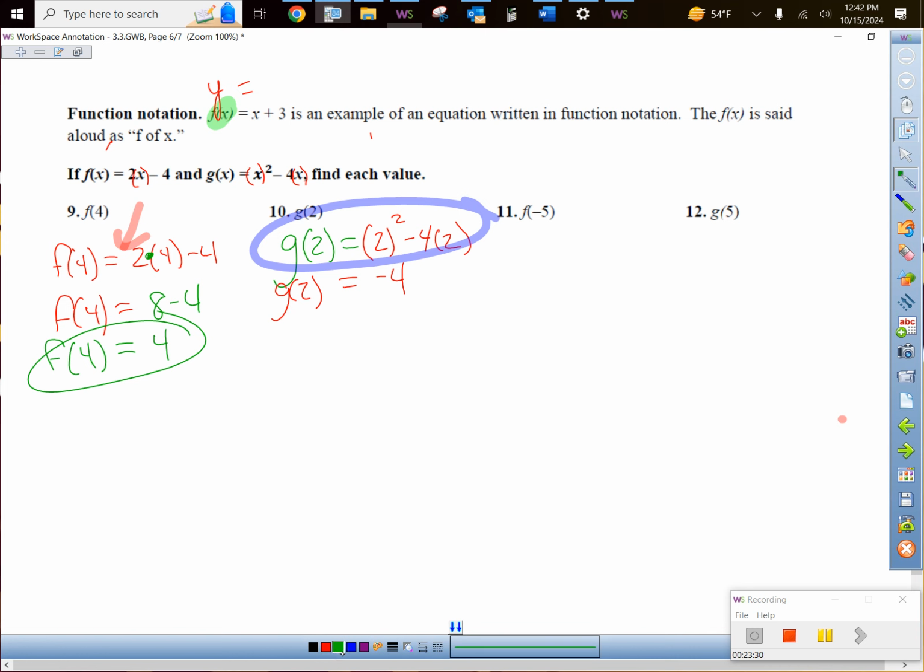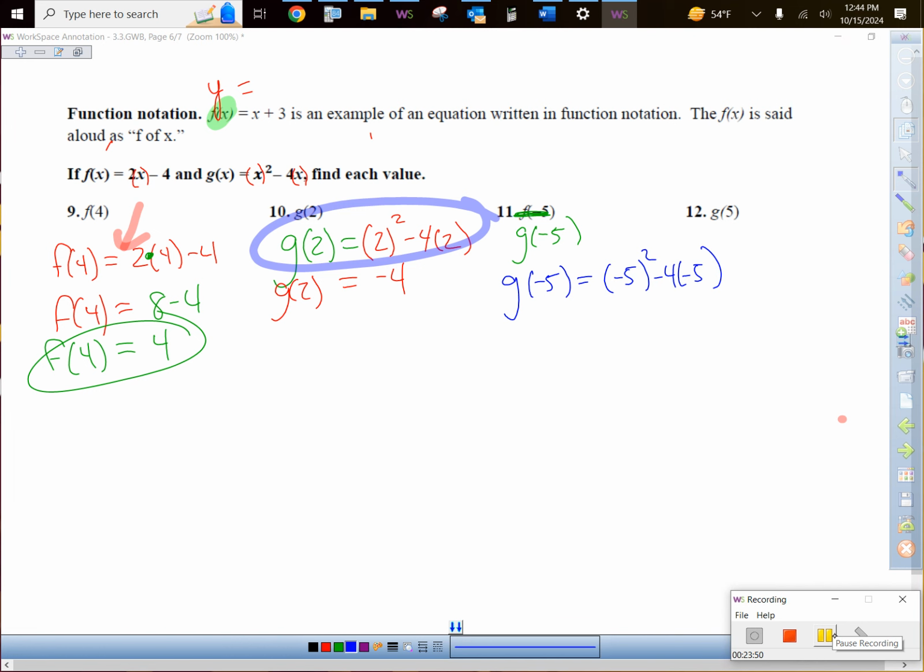I don't want to find f of -5. I want to find g of -5. Are you with me on that? Let's find g of -5, and I will challenge you to do it properly. Go for it. Put -5 into the g function. Do you have an answer? Can you shout it out for me? What did you get? 45?